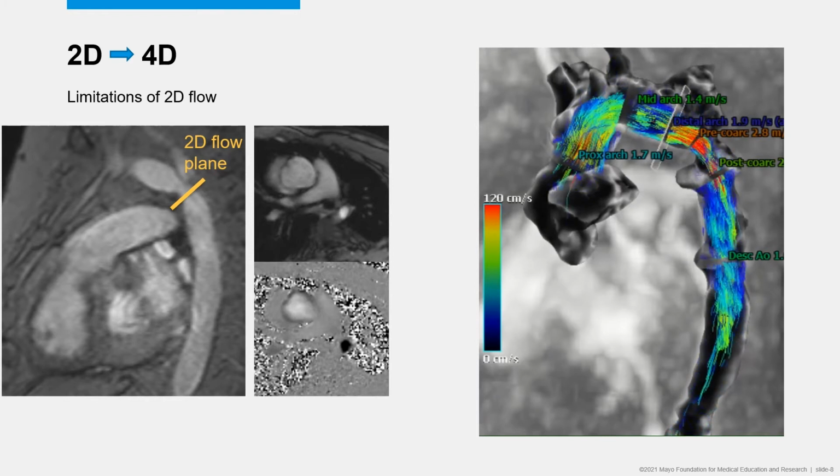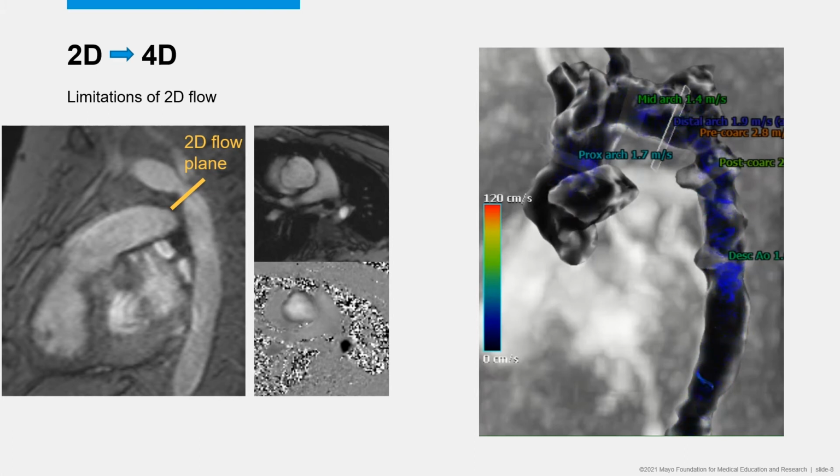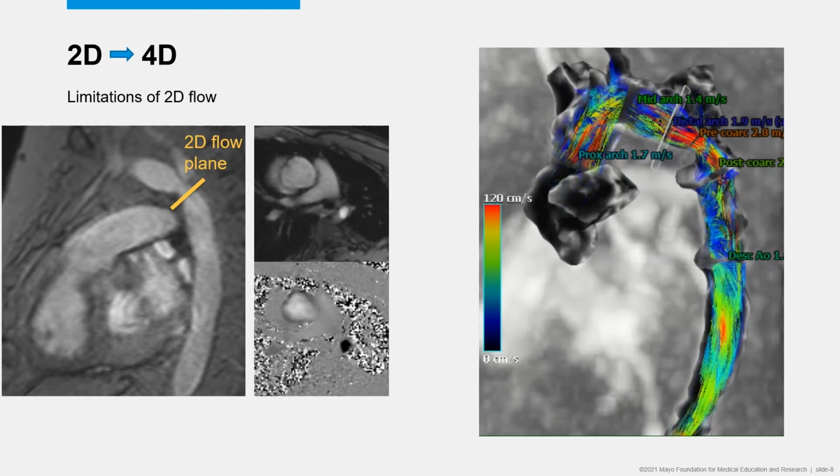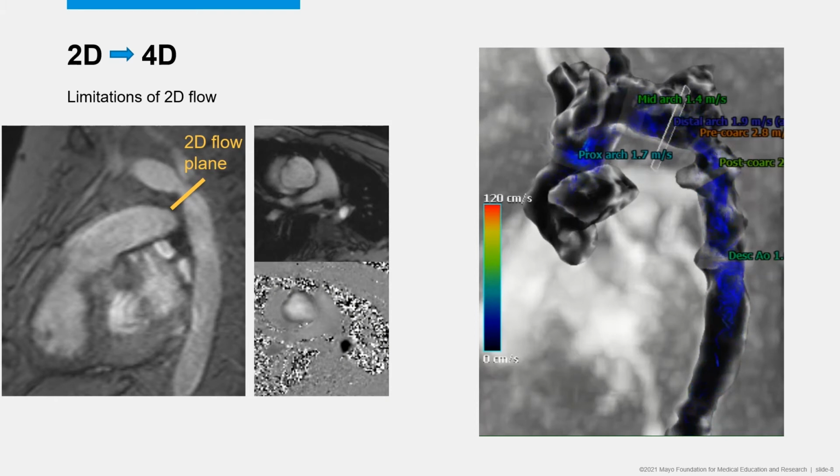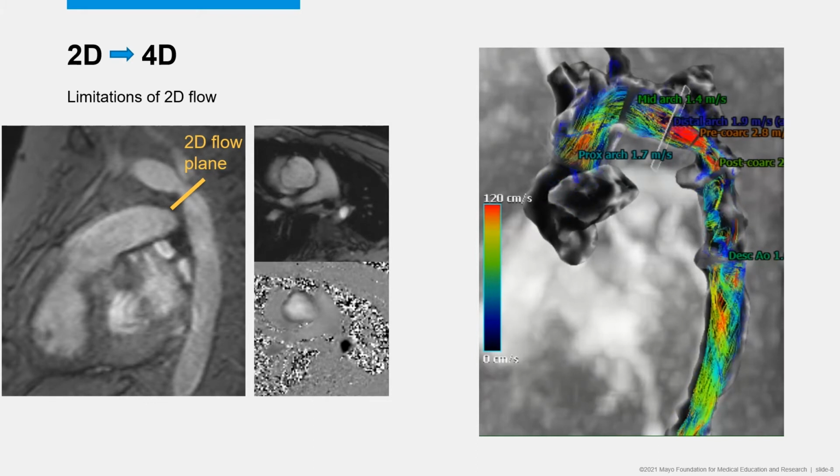On the right, we have the same case with 4D flow. These are the path line visualizations showing the complex flow throughout the aorta with areas of helical, vortical flow distal to the coarctation. And because we have flow data in every direction, we can retrospectively place planes at any location and derive a lot more information about flow and velocity at any point along the aorta.